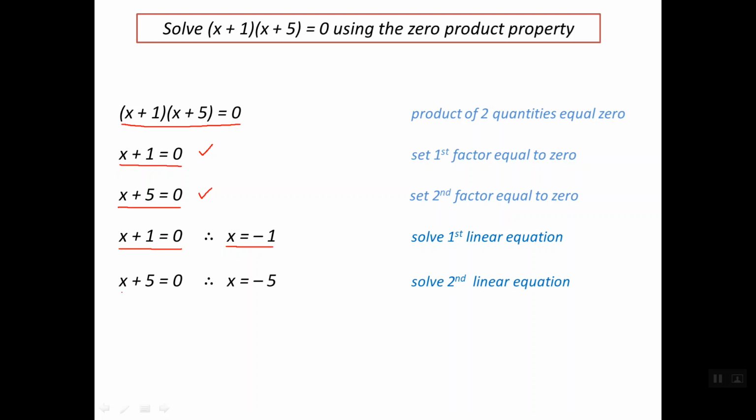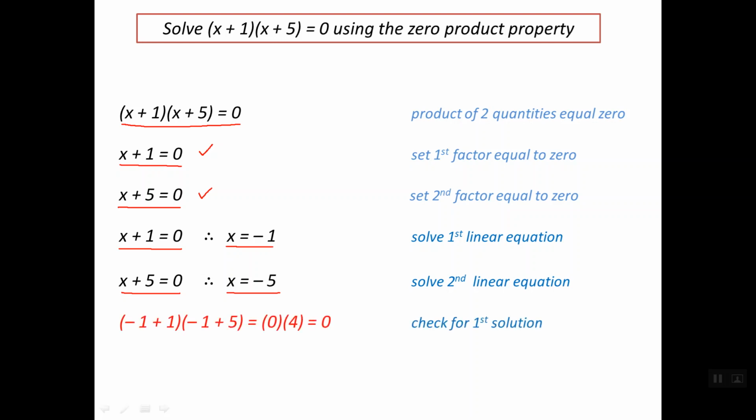Regarding the second linear equation, x plus 5 equal to 0, if we solve for x, it is minus 5. So we have two solutions for the quadratic equation. One is x equal to minus 1, and the other solution is x equal to minus 5. Now we can simply check these two solutions.